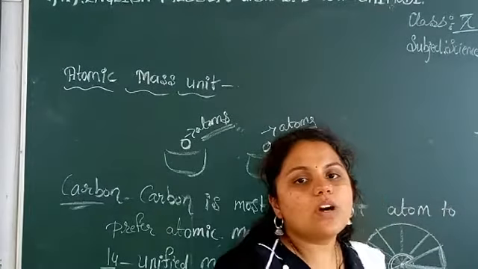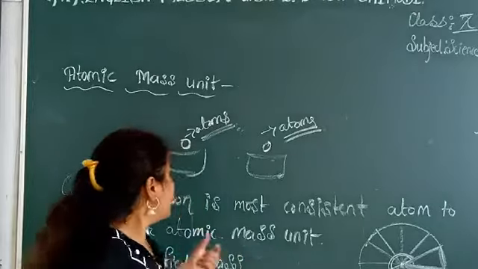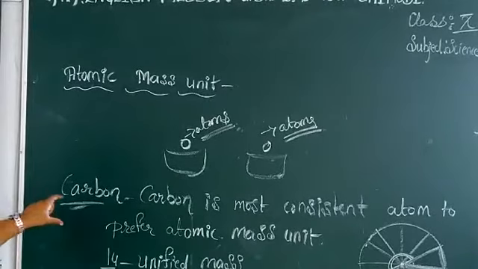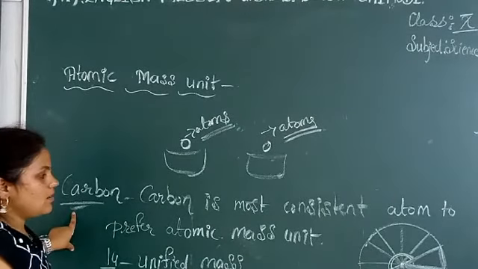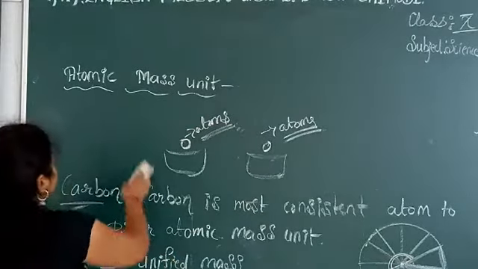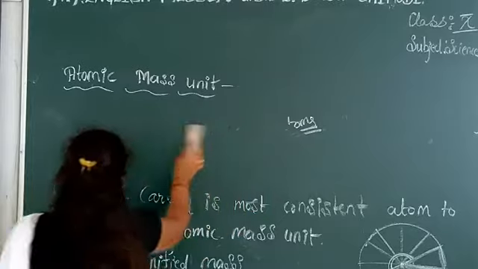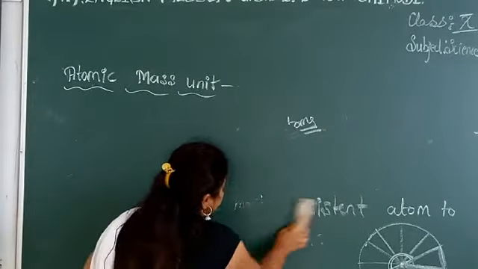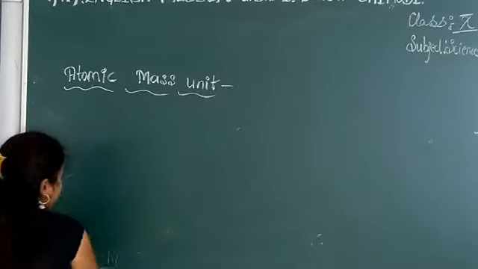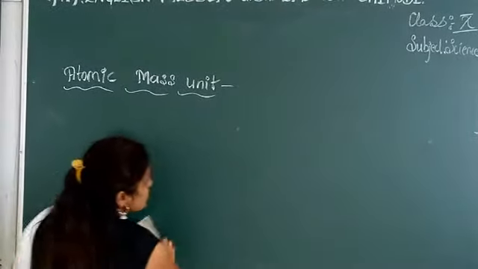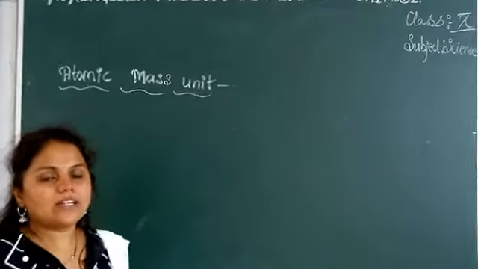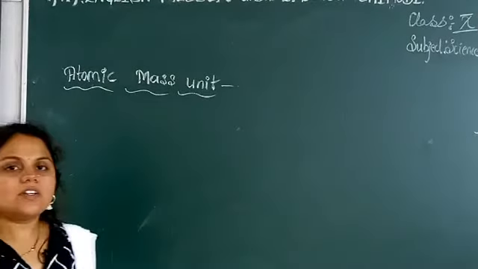So here 1 U means it is a unified mass. How are you going to calculate this carbon atom? That is the first thing, then only can you get the other values of atoms. So 1 U is equal to the 1/12 part of the carbon. First you have to calculate the 1/12 part of the carbon, then only can you get the value of any one of the elements.